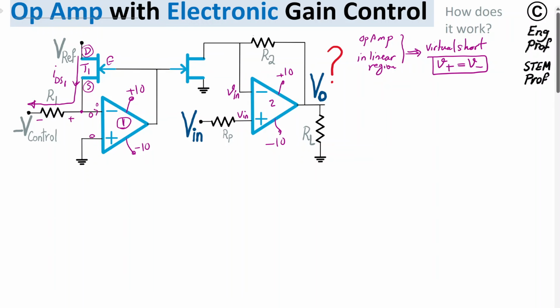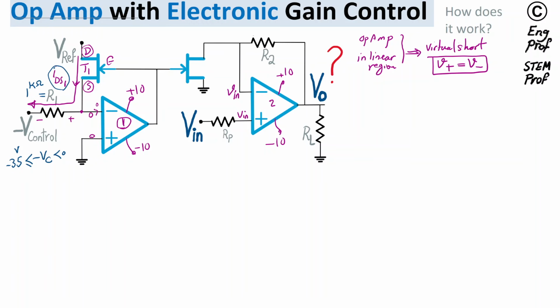Let's say, for instance, a good example would be to set the value of R1 to 1 kilo ohm. So 1 kilo ohm as an example. And let's say we limit negative Vcontrol, or negative VC, to a control voltage between 0 and minus 3.5 volts, for instance. Then we are enforcing the drain-source current of the transistor T1, or JFET T1.